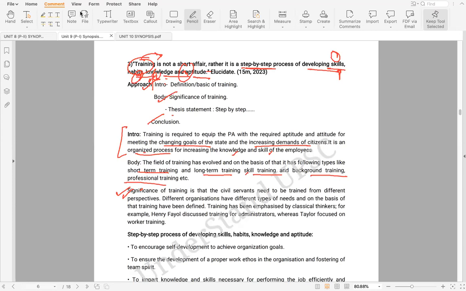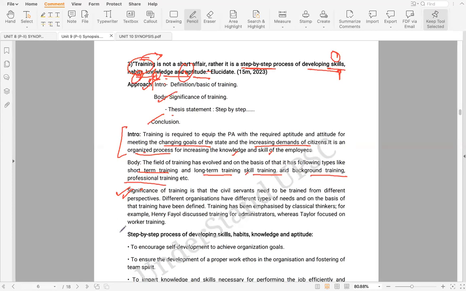Yes, I'm really sorry. So you're discussing the significance of training: civil servants need to be trained from different perspectives. Different organizations have different types of needs, and on the basis of the needs, the trainings have to be defined. Therefore, training has been emphasized by classical thinkers. For example, Henry Fayol discussed training for administrators, whereas Taylor focused on worker training.